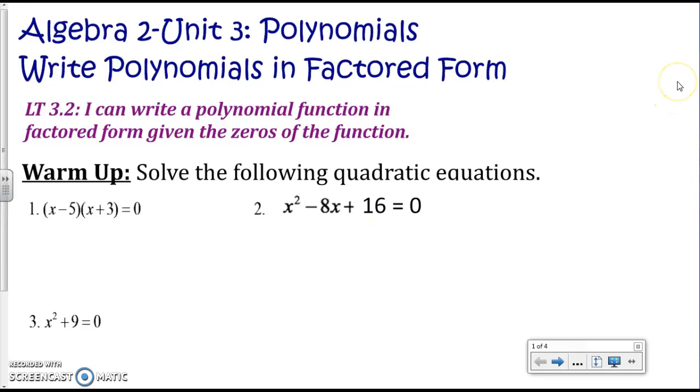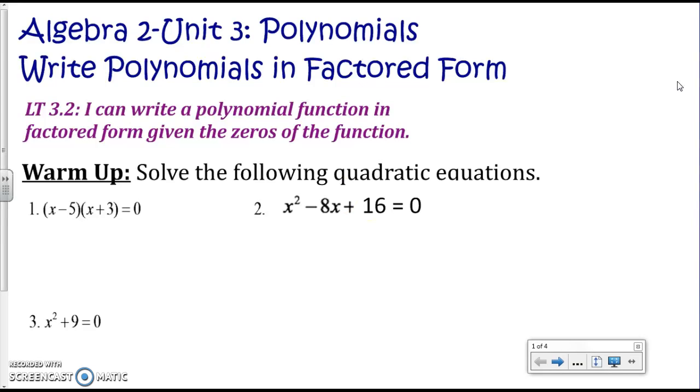So, Unit 3, we are going to move on and talk about polynomials instead of just quadratics, and quadratics are actually polynomials. Just a little bit more specific, we're going to do some more factoring with higher degrees in this unit. First target we're going to cover is actually 3.2. We'll come back to 3.1 later on in the unit. And it is I can write polynomial functions in factored form if you're given the zeros.